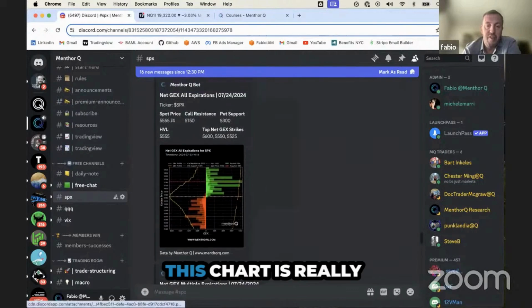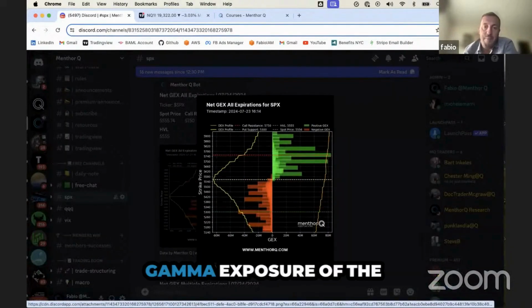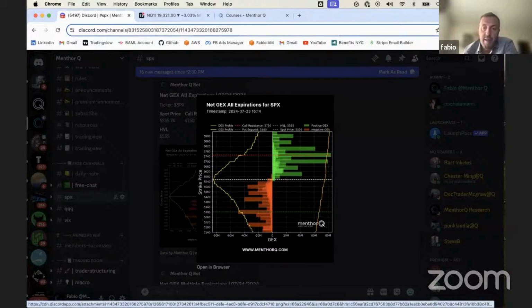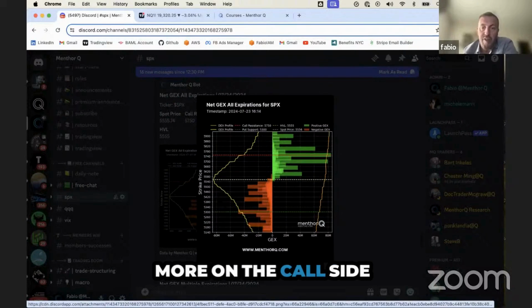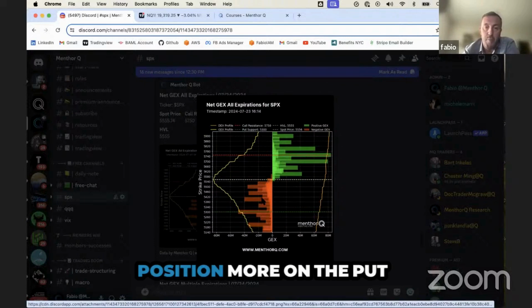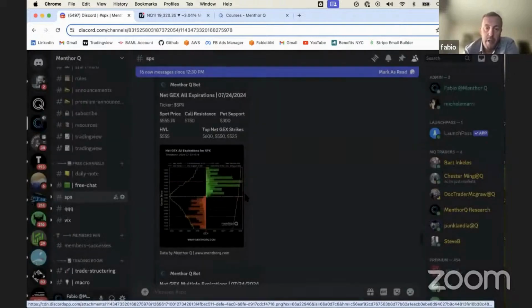But then this chart is really what I really like, which is telling you the net gamma exposure of the market. So it's telling you, is the market positioned more on the call side? And if so, at what strike price? Or is the market positioned more on the put side? So is the market expecting a decline, right? So by looking at this chart, you can already understand, okay, what is the sentiment in the market?